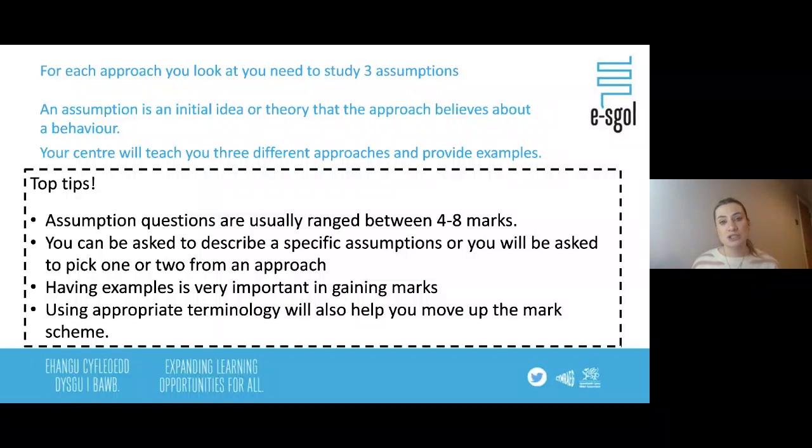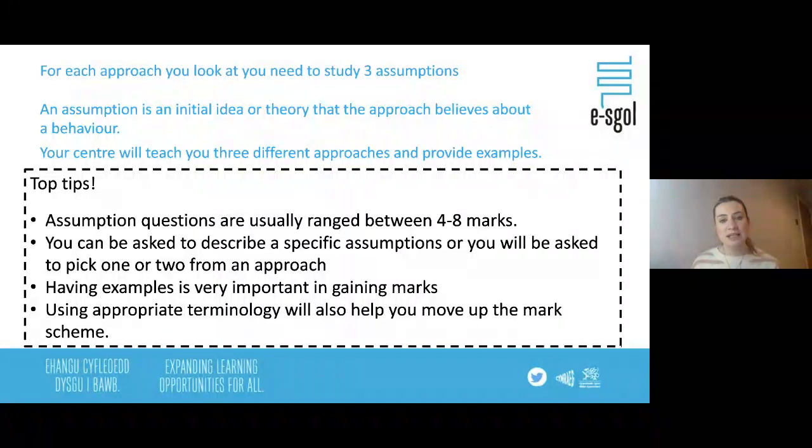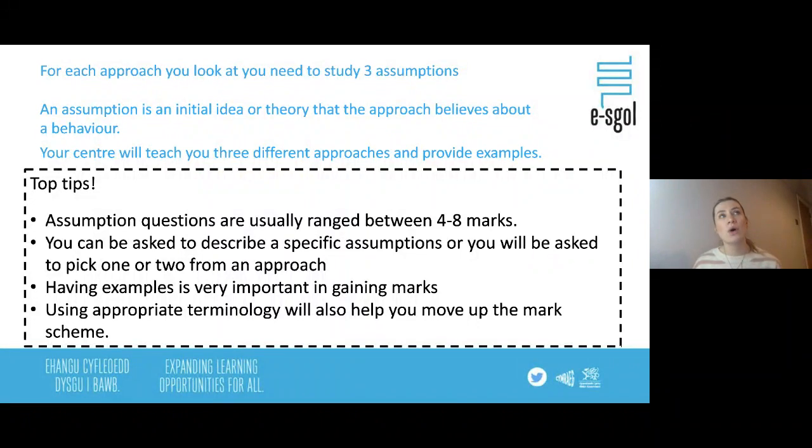But assumptions questions are really nice and quite easy to get full marks on, because the exam technique asks you for a description and an example. And what's also really helpful is once you know the assumptions and once you feel confident with them, they actually help you throughout the whole approach. So when starting to revise, I would suggest your assumptions to be the first thing that you learn and that you feel confident with, because they are sort of within the whole of the approach.